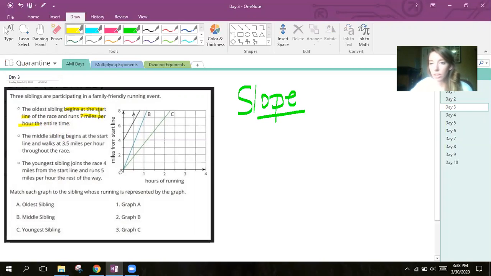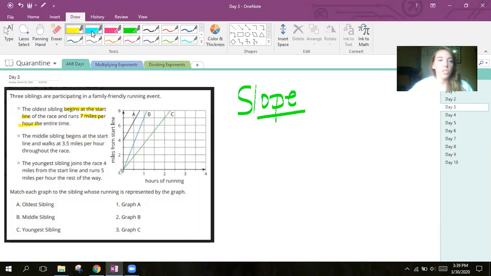Okay, so we know that every line has either a place it begins or a place that it crosses through the y-axis. And that's kind of what it's talking about when it gives us that first little key term, begins at the start. Then we also know every line has a slope, which talks about how quickly it's either increasing or decreasing. Okay, so here in our graph, we can see that all the lines are increasing. And we know that the slopes change based on how quickly they're moving. So this one's going 7 miles per hour. So that's how fast that person is running.